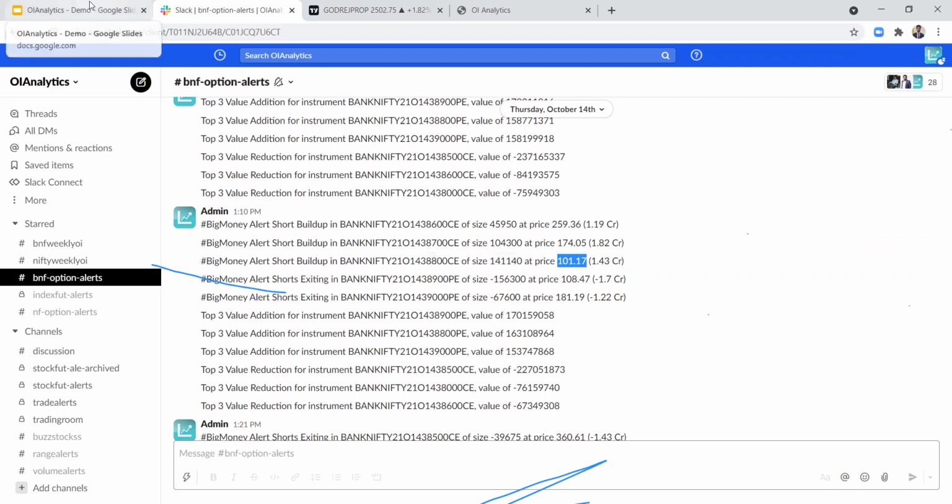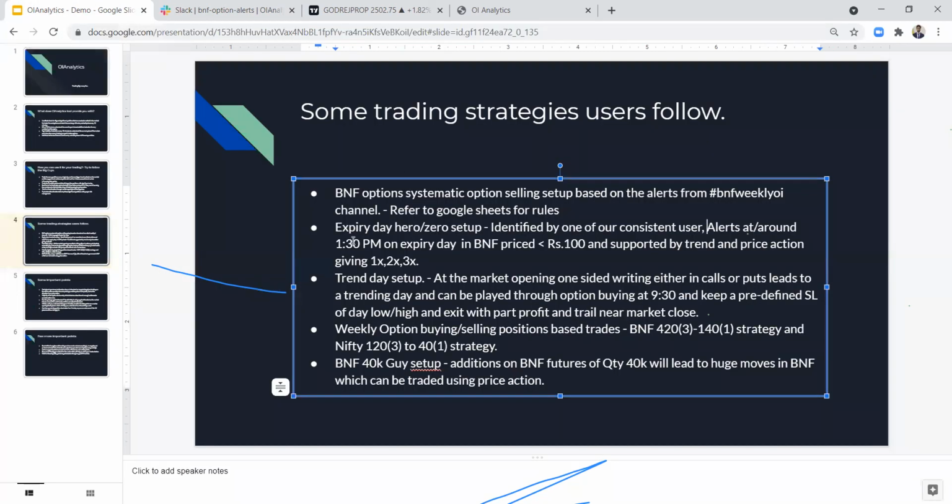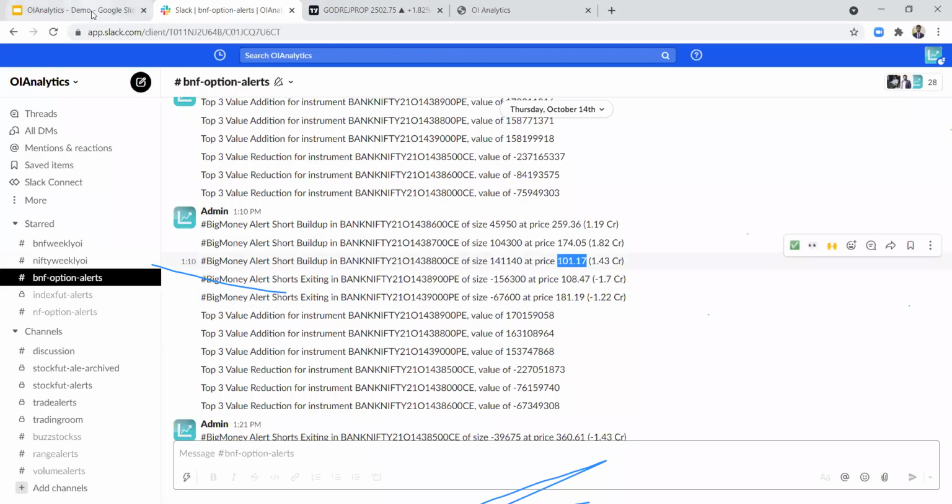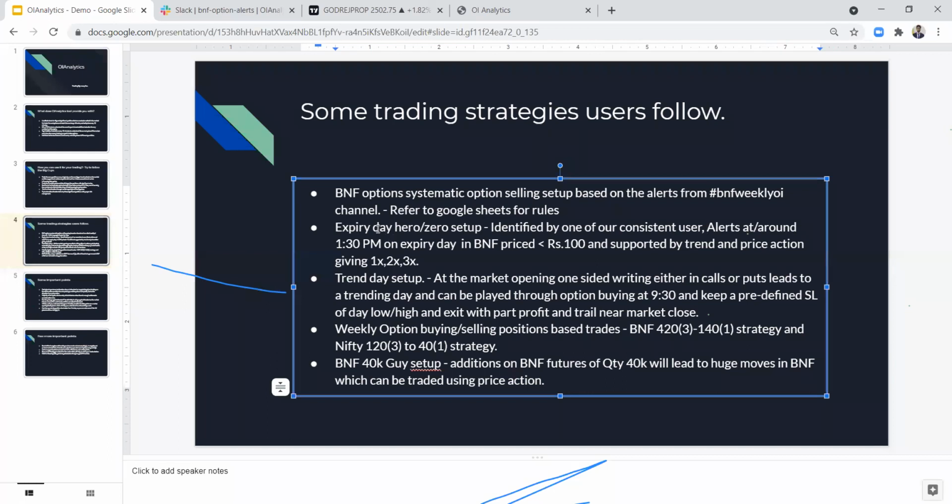So this is one of the setups that we have. So only the alerts at or around 1:30, that means 1:30 to 1:40, 1:50, like that. So it depends on what kind of alerts come in during those 30-40 minutes, right? So that is the second strategy, right?